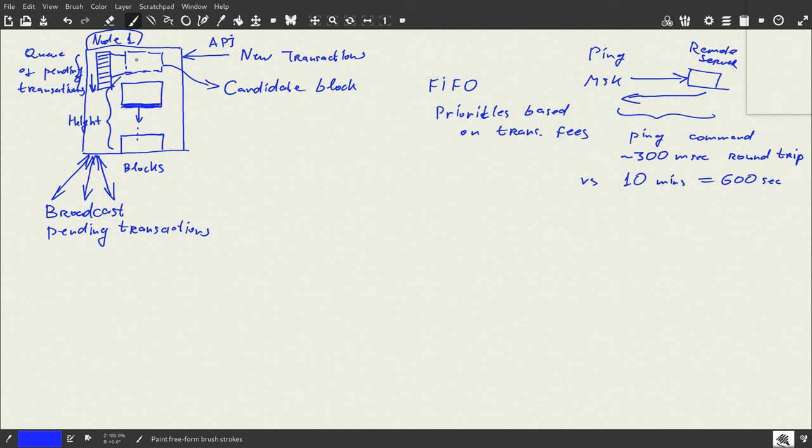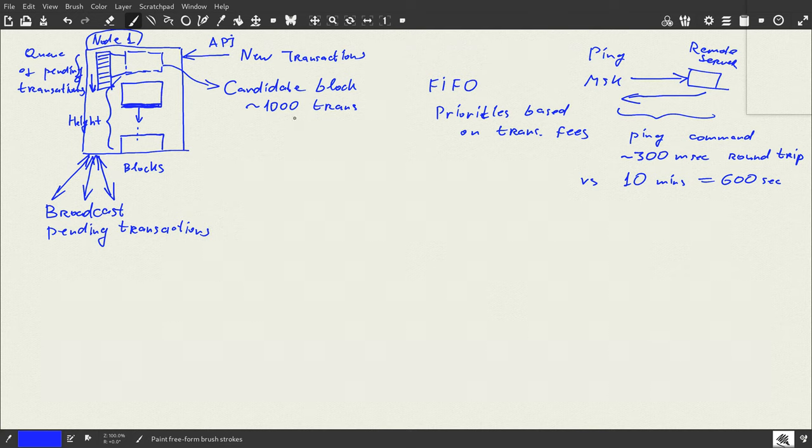When there are sufficient transactions to fill this candidate block, we remember that the maximum block size is 1 megabyte. Typical block size is about 250K, something like that, which amounts to roughly how many transactions on average in a block? Roughly 1,000. A single transaction is about 250 bytes. The average block size is about 250K. So on average, 1,000 transactions.